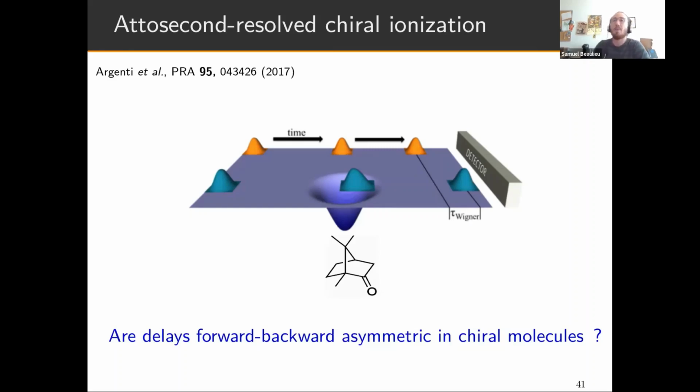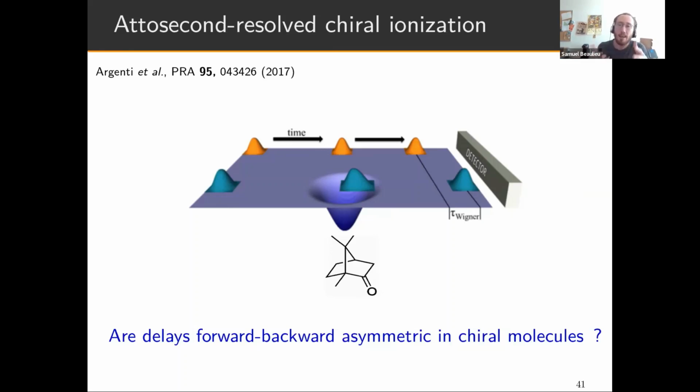And it has been shown, for example, that electrons ejected from different molecular orbitals, or from different vibrational states, or also from different spin-orbit split electronic states, are not ejected at the same time. So this is the question of delays in photoionization.